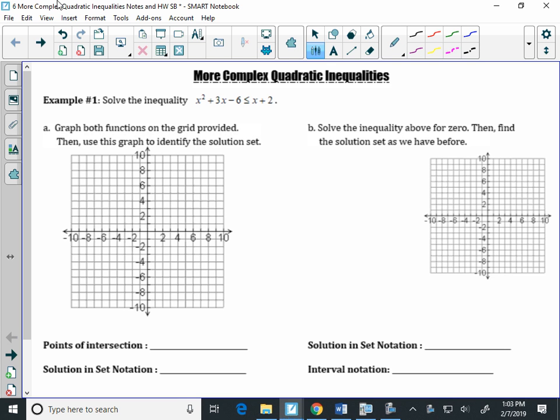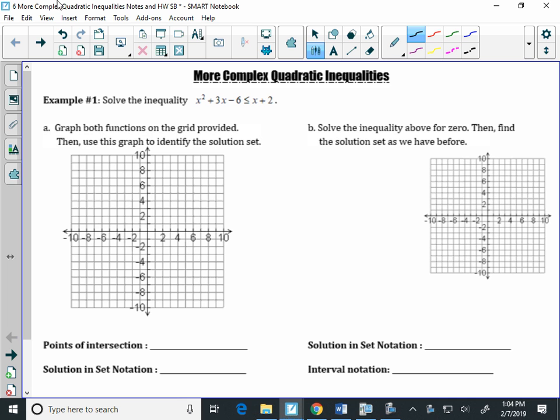Quadratic inequalities, but this time we're going to make a system of inequalities to start. So we want to know, we have x squared plus 3x minus 6 is less than or equal to x plus 2. So what we actually have, before we start graphing, I'll write this here.